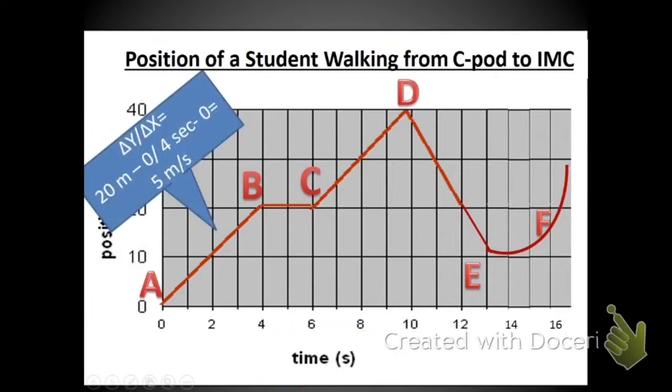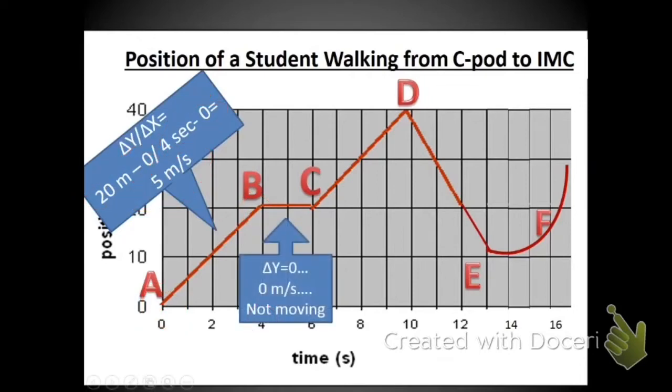So for this first segment from A to B, the slope is equal to the change in y, so it goes from 0 to 20, 20 minus 0 on the y, that's a change of 20. The x-axis goes from 0 to 4, 4 minus 0, that's a change of 4. 20 divided by 4, that's 5. We're looking at meters and seconds, so the slope of this line tells us that the object, the person walking, is traveling 5 meters every second.